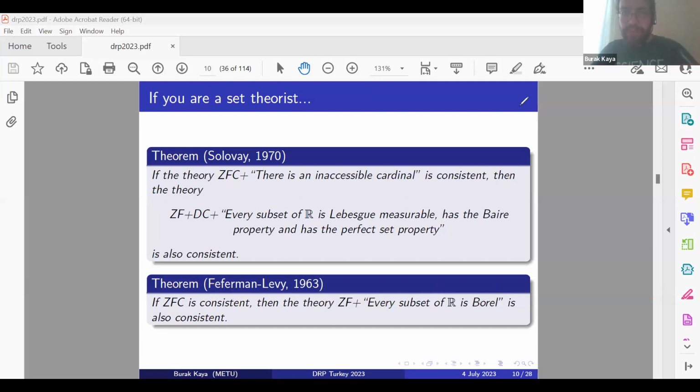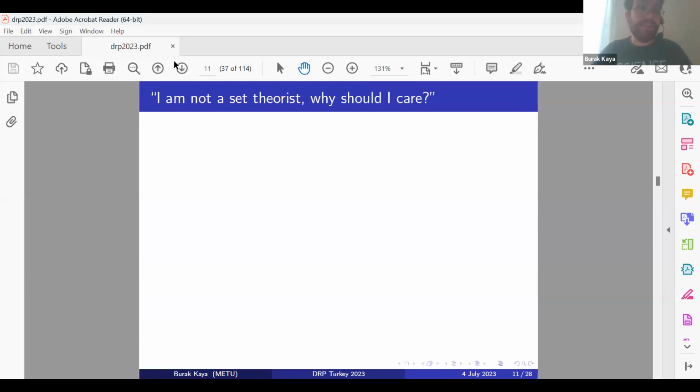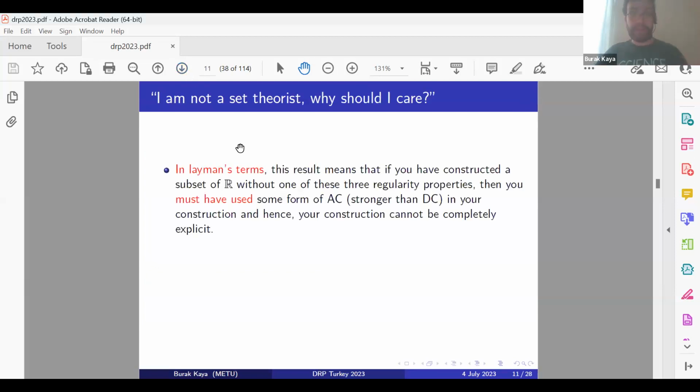So these technical results mean the following for the layman. If you're not a set theorist, why should you care? If you have constructed a subset of real numbers without one of those regularity properties, then you must have used some form of axiom of choice, and it has to be stronger than dependent choice, okay? So if you can somehow construct a set which does not have the Baire property, then your proof must have used some kind of axiom of choice which is stronger than DC. So it can't be completely explicit.